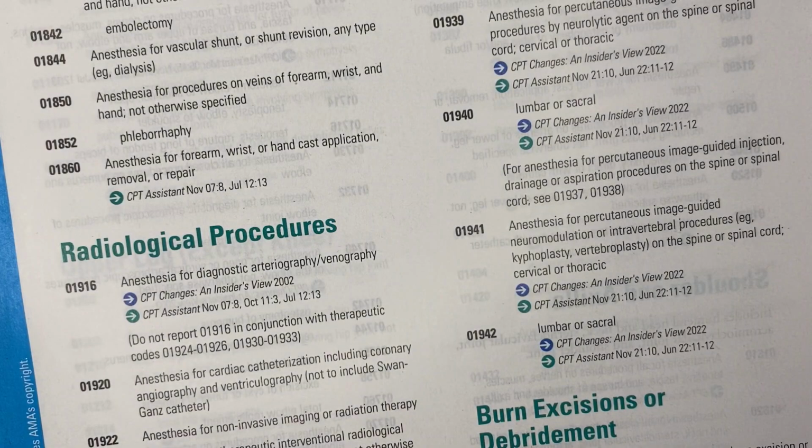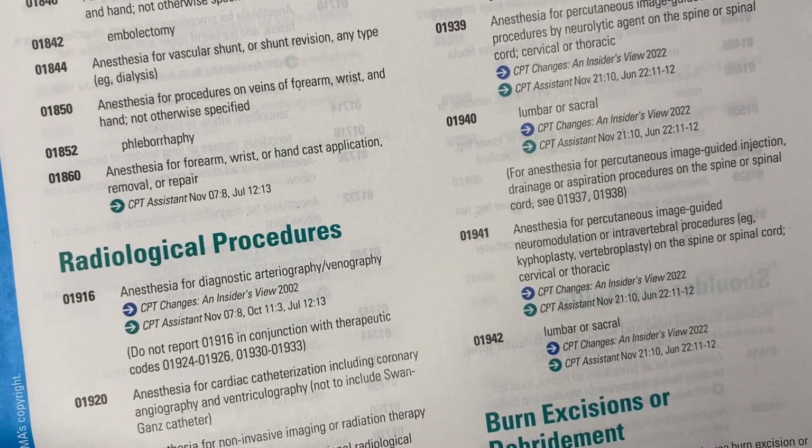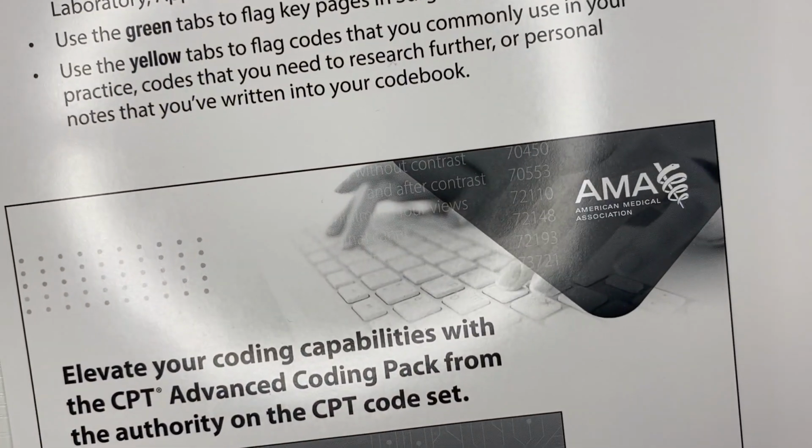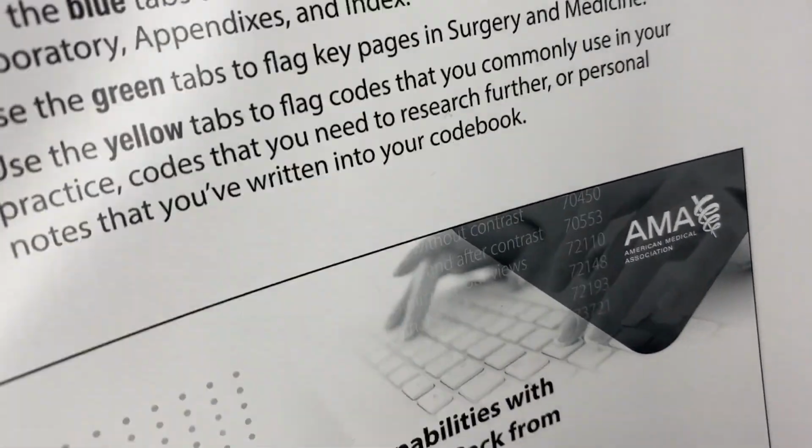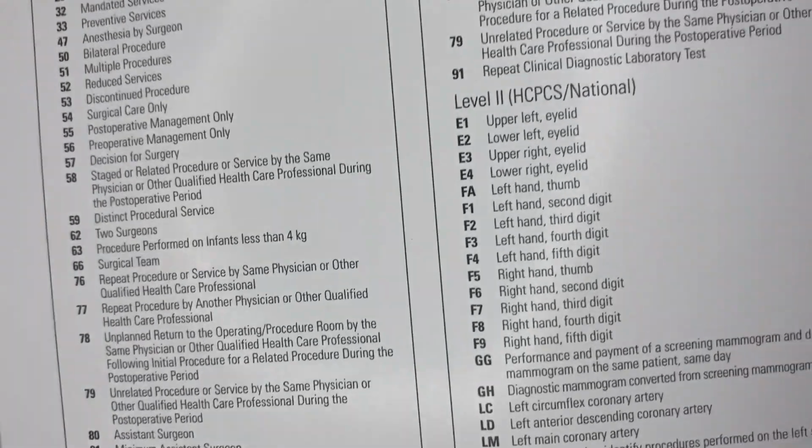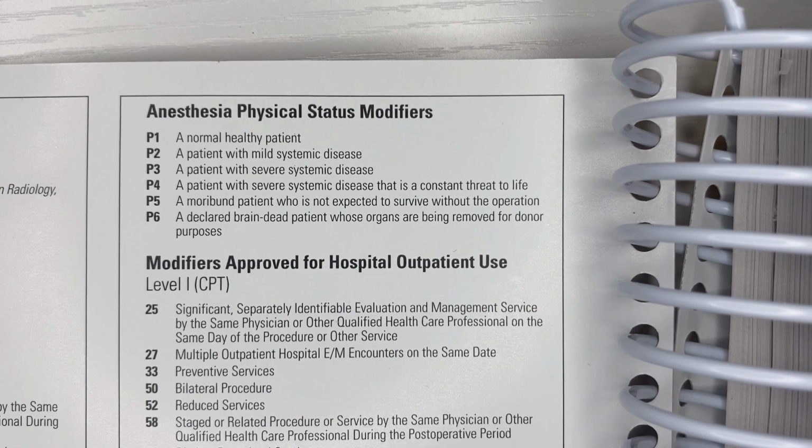Okay, so with the anesthesia codes, we're going to need modifiers. Now let me explain the anesthesia modifiers. They are different from the surgical modifiers. So I am going to show, if we go to the front of the book, we're going to look at the physical status anesthesia modifiers.